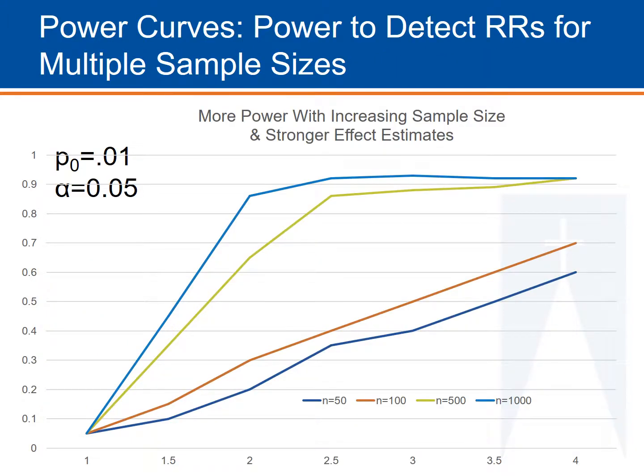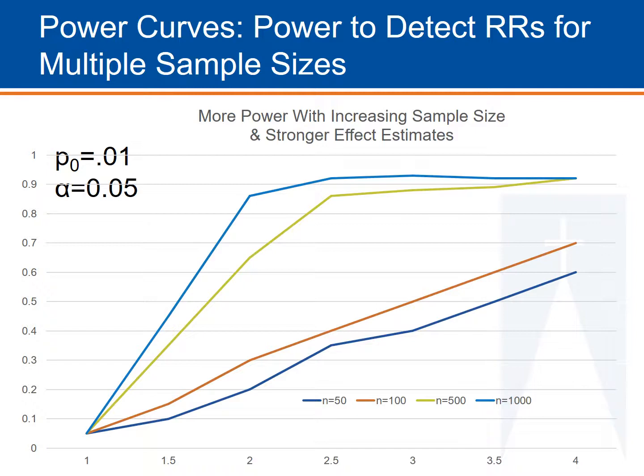So there's a couple of things that the authors are showing here in this slide. This is a figure that shows power curves, the power to detect relative risks for multiple sample sizes. So they're looking to show the influence of sample size on power, but they're also showing the influence of the relative risk itself on power. So as you look at power, which is the y-axis, power goes up with increasing relative risk. You also see that the line for 1,000 has a higher power all across the spectrum than the sample sizes for 500, 100, and 50.